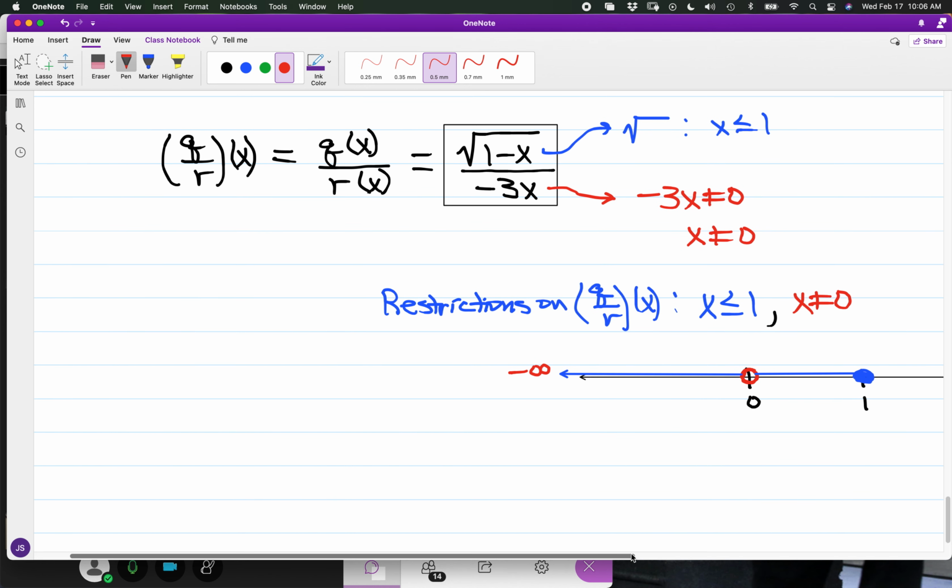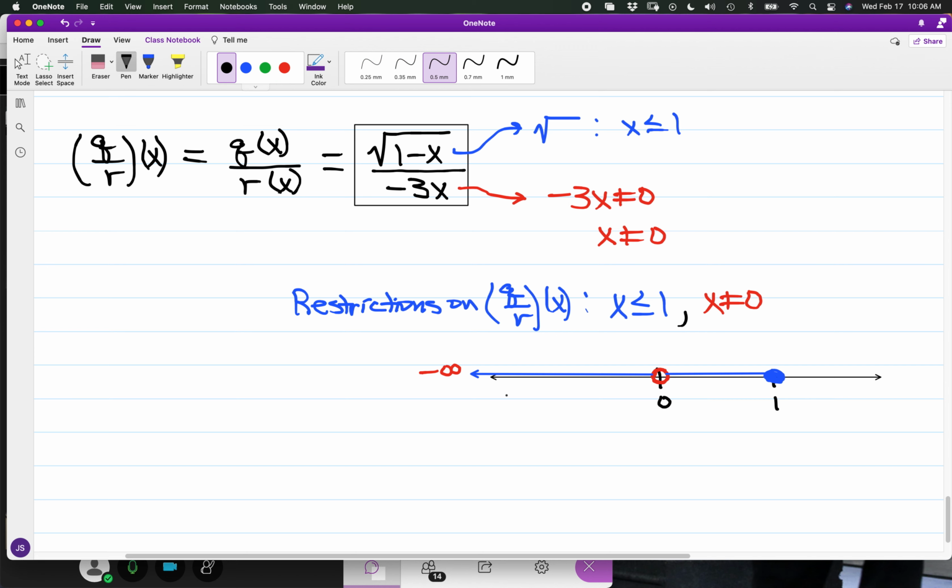All right, now for the domain of this function. Reading in order from left to right, I have going from negative infinity, approaching but not including 0, so I have a parenthesis, and then going past 0, approaching and including 1, and the 1 is going to be in the bracket.